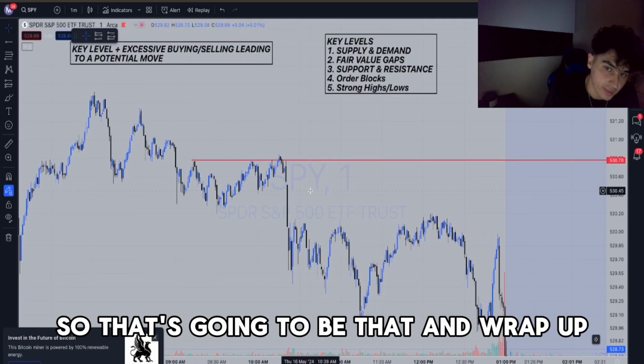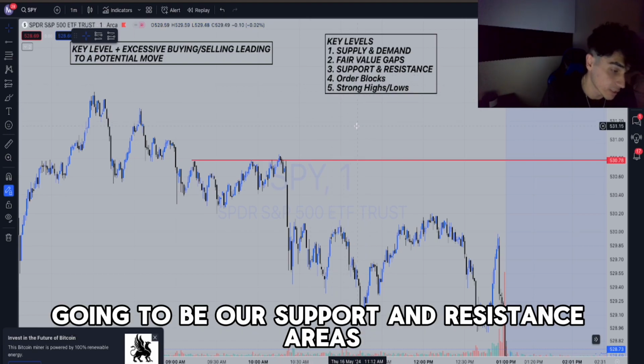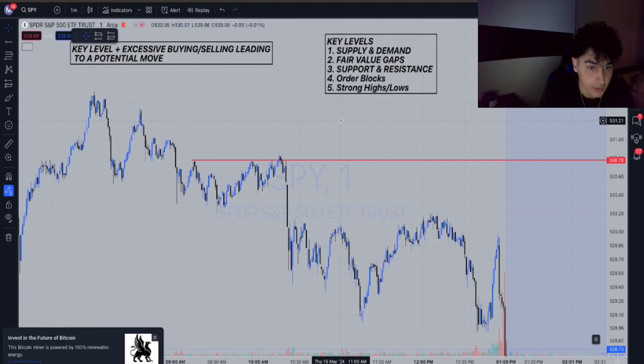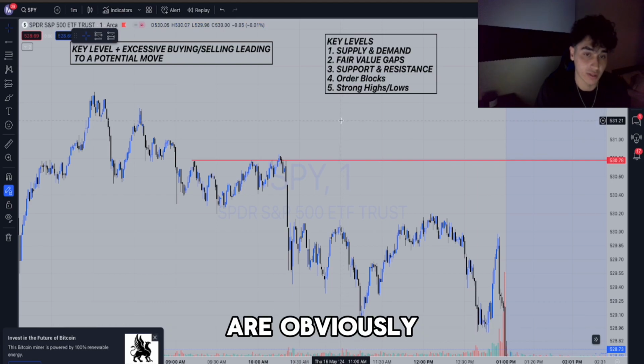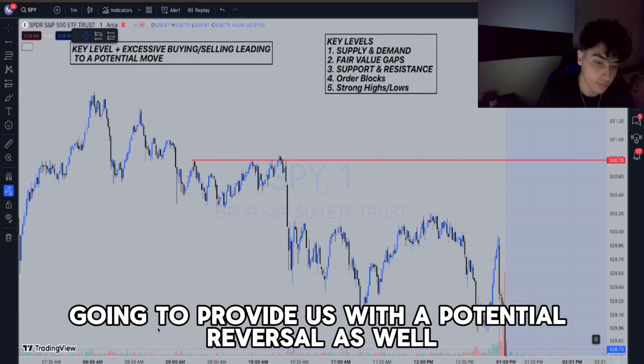So that's going to wrap up number 3, which is of course our support and resistance areas, that are obviously going to provide us with a potential reversal as well.